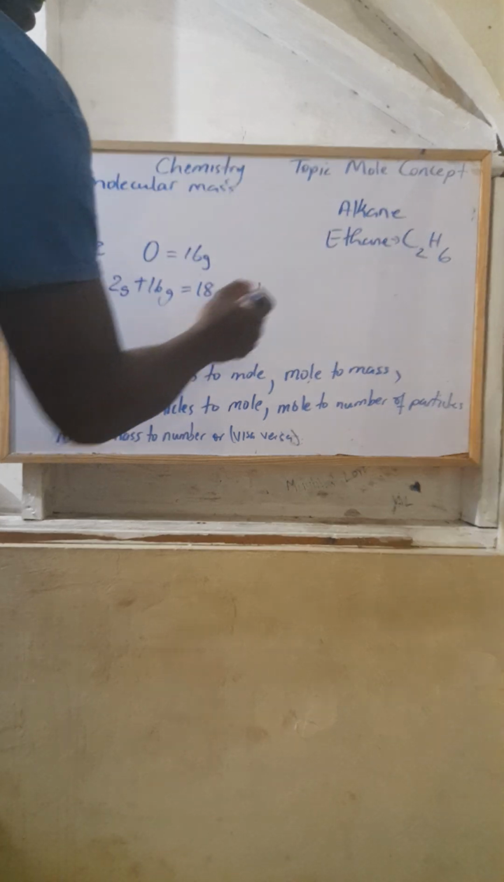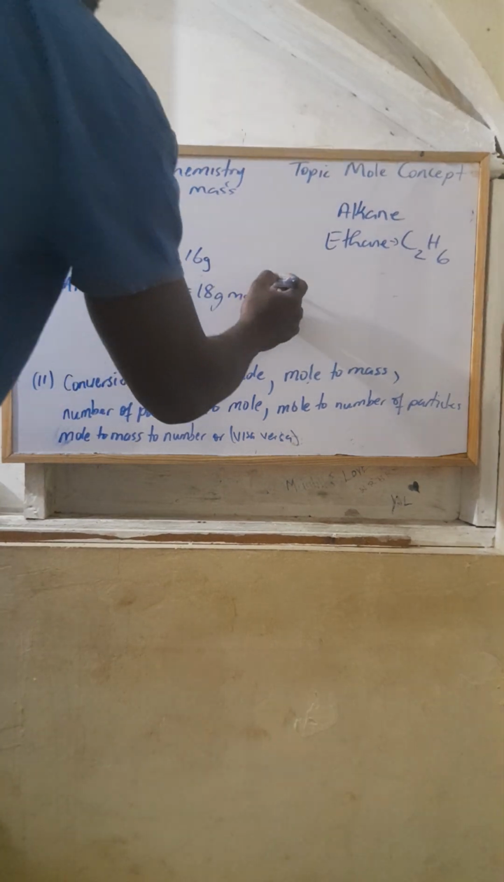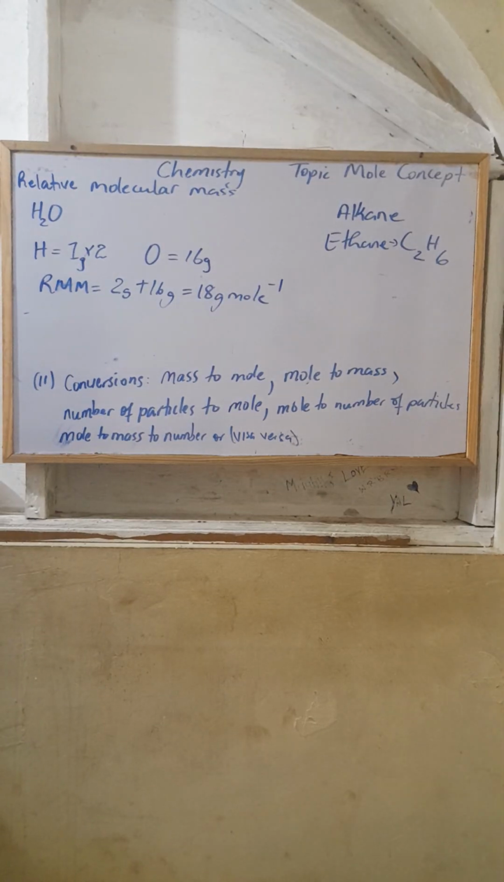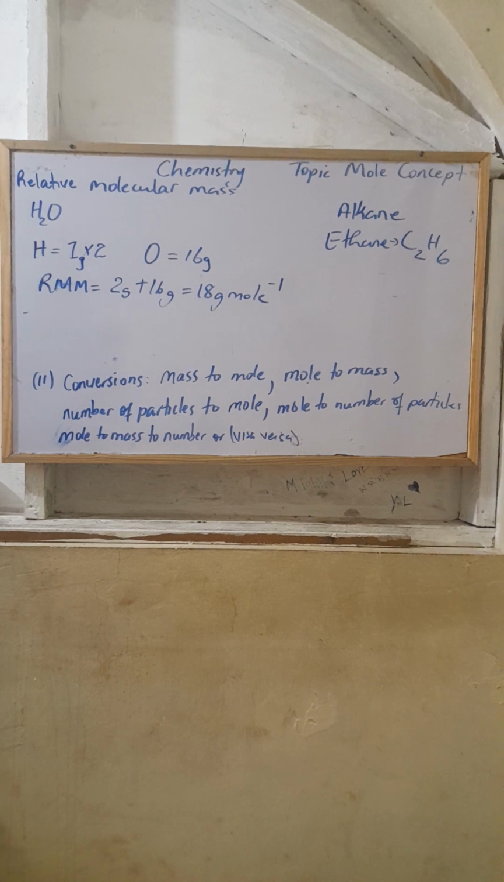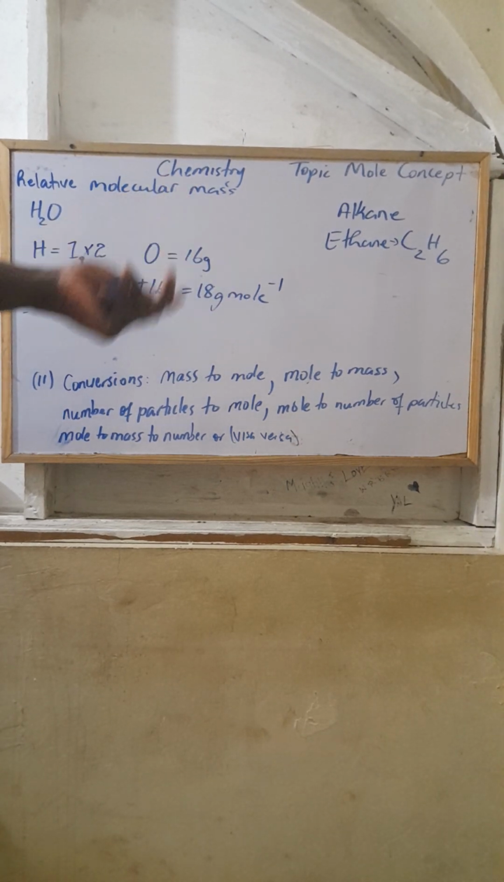Because remember, when we talk about relative molecular mass, we're talking about the molar mass. And the molar mass says that it is the mass of 1 mole of the substance. So 1 mole of water has a mass of 18 grams. And therefore, we must express it like this: 18 grams per mole.